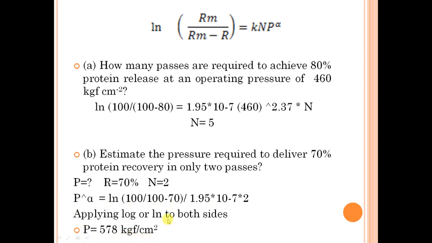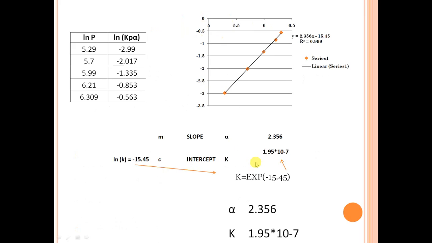This is the pressure at which I need to operate my homogenizer if I want to deliver 70% protein release within 2 passes. If I want to use only 2 passes but release 70% protein in the system, then I should have a minimum pressure of 578 kgf per centimeter square. Only if I maintain this pressure will I be able to release 70% product within 2 passes. This is the importance of this particular problem that we saw.